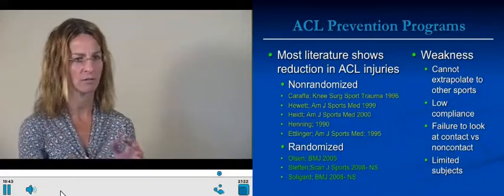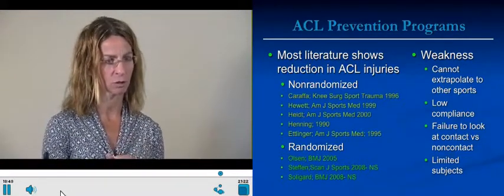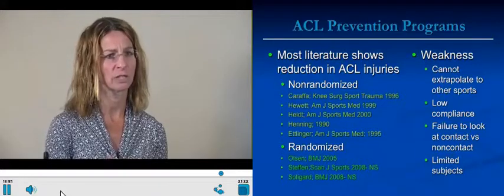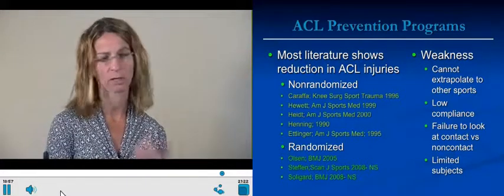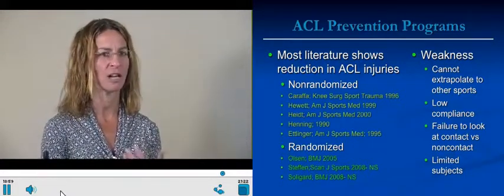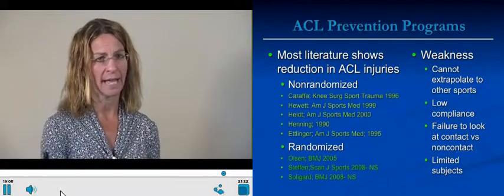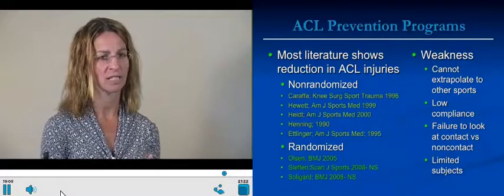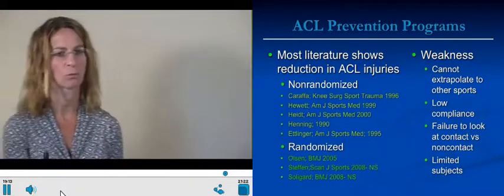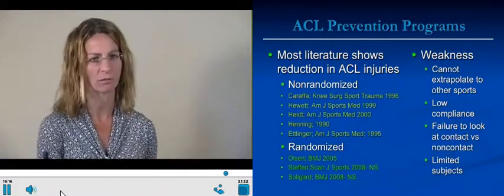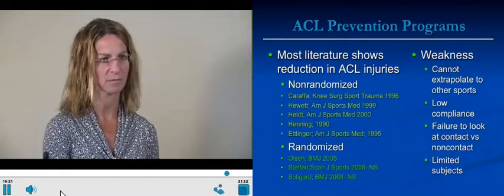And again, these are all the studies out there, and some are non-randomized, but there are some good randomized studies that show reduction in ACL injuries. Obviously, there are some weaknesses in the studies. If a study was specific to, for example, soccer, we can't extrapolate that to all other sports. In some of the studies, there was a low compliance rate. And in some of the studies, they did not look at contact versus non-contact. So we know that these ACL prevention programs seem to work for the non-contact mechanism, but how do they do if you just get hit? Are you still at the same risk?